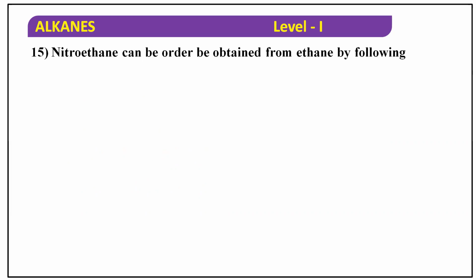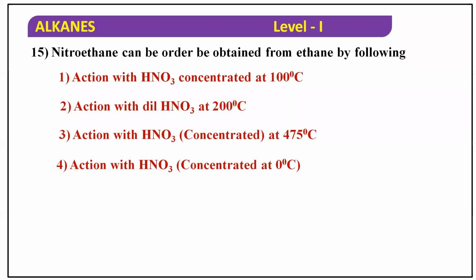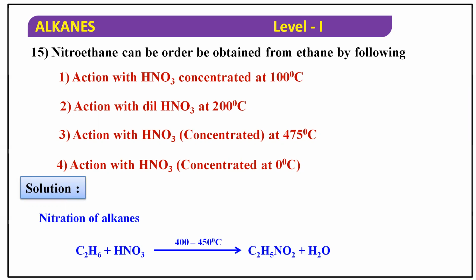Nitroethane can be obtained from ethane by the following. Nitroethane means nitration. They are asking basically how we can do the nitration, right? Nitration, how we can do the nitration. So in this case, nitration of alkane, one normal thing we discussed already. Reaction with conc HNO3, 400 to 450 degrees Celsius. So nitration of alkane, option C will be correct.